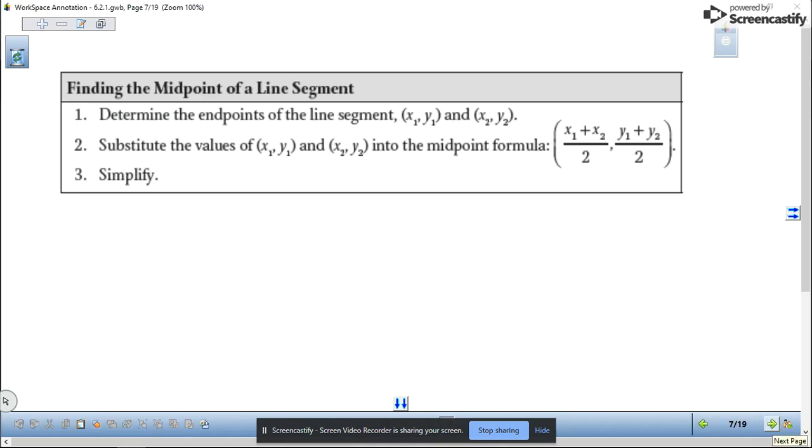All right, so determine the endpoints of the line segment, x1, y1, x2, y2. Substitute the values of x1, y1, x2, y2 in the midpoint formula: x1 plus x2 divided by 2, and then y1 plus y2 divided by 2. You're basically finding the average of your x's and the average of your y's. And we'll see why that works in just a minute.